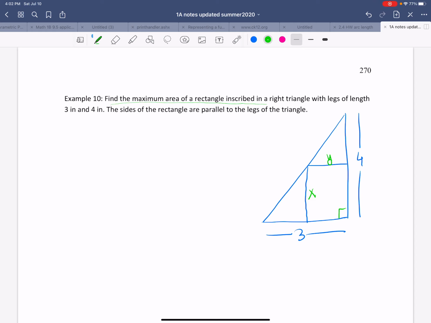Maximum area of a rectangle inscribed in a right triangle with legs of length 3 and 4. Sides of the rectangle are parallel.